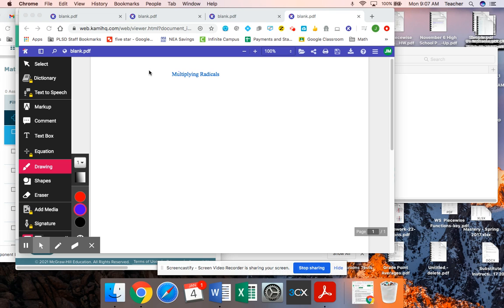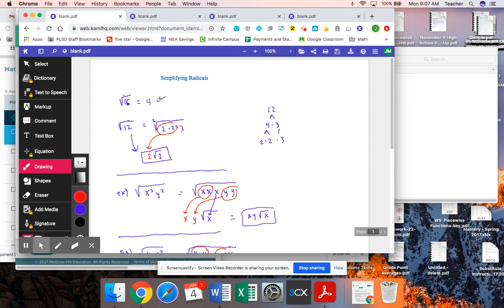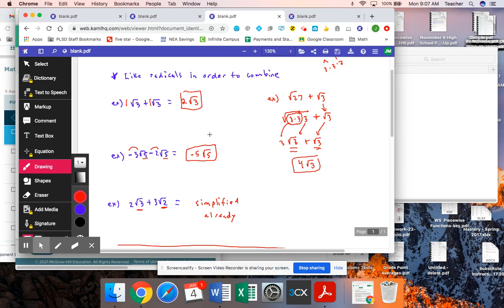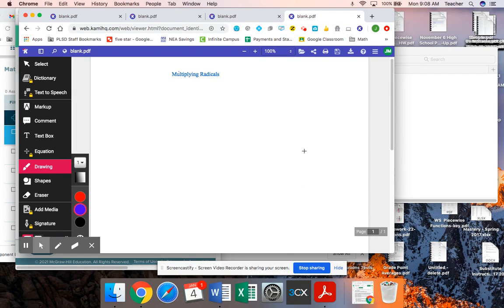All right, so now we're going to multiply radicals. We've already simplified radicals, right? And it's just making sure we had the prime factors down. We then added and subtracted radicals. We can't add or subtract unless we have like terms. Now we're going to multiply radicals.